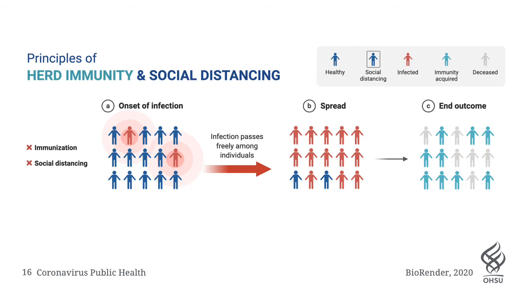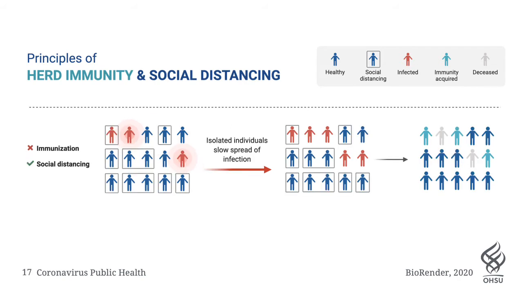This is what happens when immunization can't be achieved, when we can't develop a vaccine, and this is what happens when we don't engage in measures like social distancing. When we engage in preventative measures like social distancing, what happens is that we isolate not only the affected individuals, but we isolate the healthy individuals. And even with the majority of the community following these principles, we're able to reduce the spread of infection and slow the rate of infection.